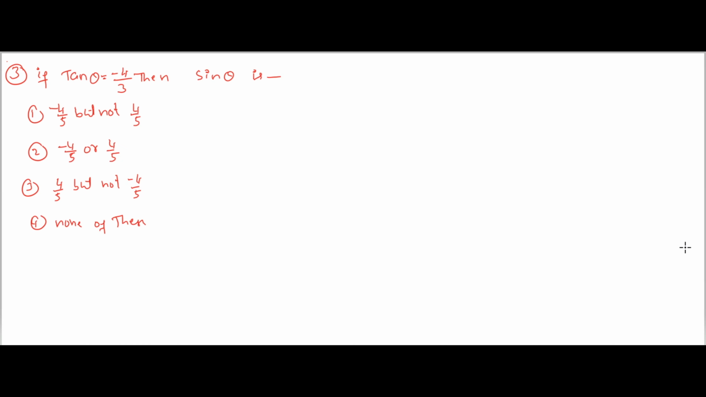That is the second option. If tan theta is equal to minus 4 by 3, then sin theta is dash. So here it is given tan theta is equal to minus 4 by 3. So theta is negative, that means theta belongs to Q2 or Q4. Tan theta is equal to minus 4 by 3 means in a right angle triangle, opposite side is 4 and adjacent side is 3, hypotenuse is 5. Here theta belongs to Q2.